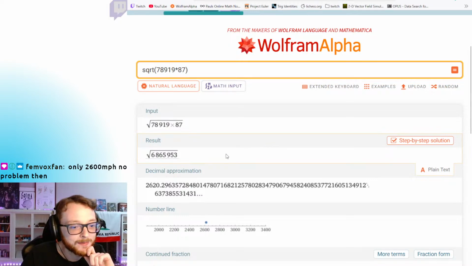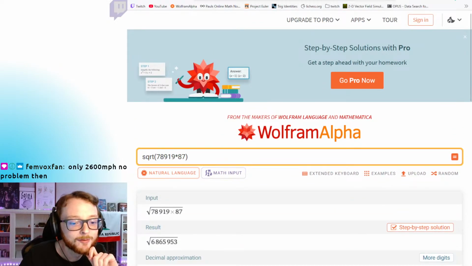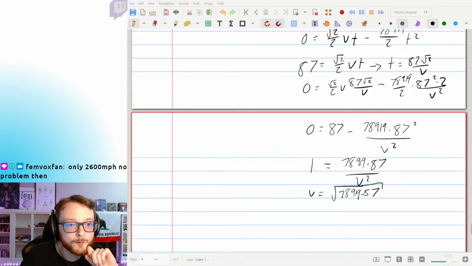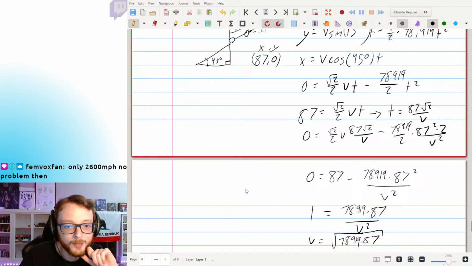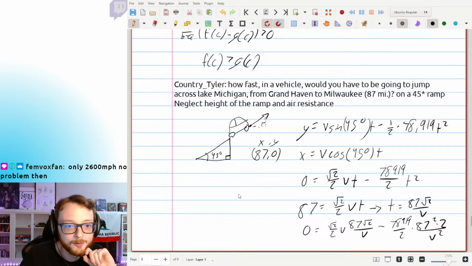Yeah, that's how fast I go when I merge onto the freeway. It's no problem. No, when I merge onto the freeway, I'm stuck behind someone who thinks it's okay to merge at 45 miles an hour.